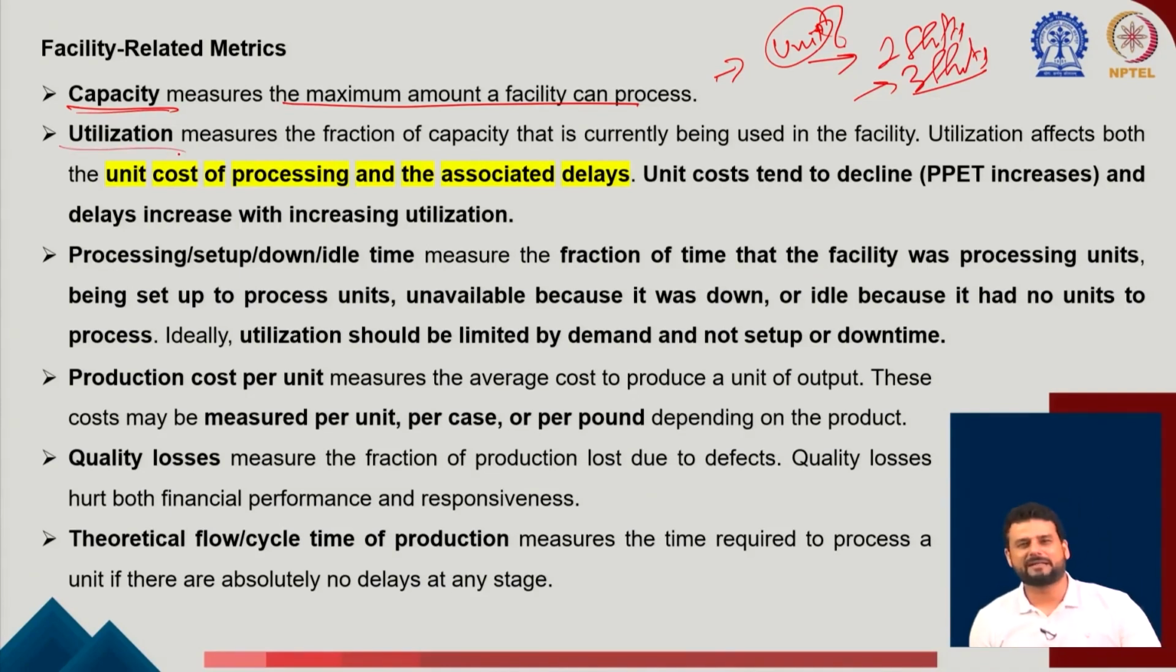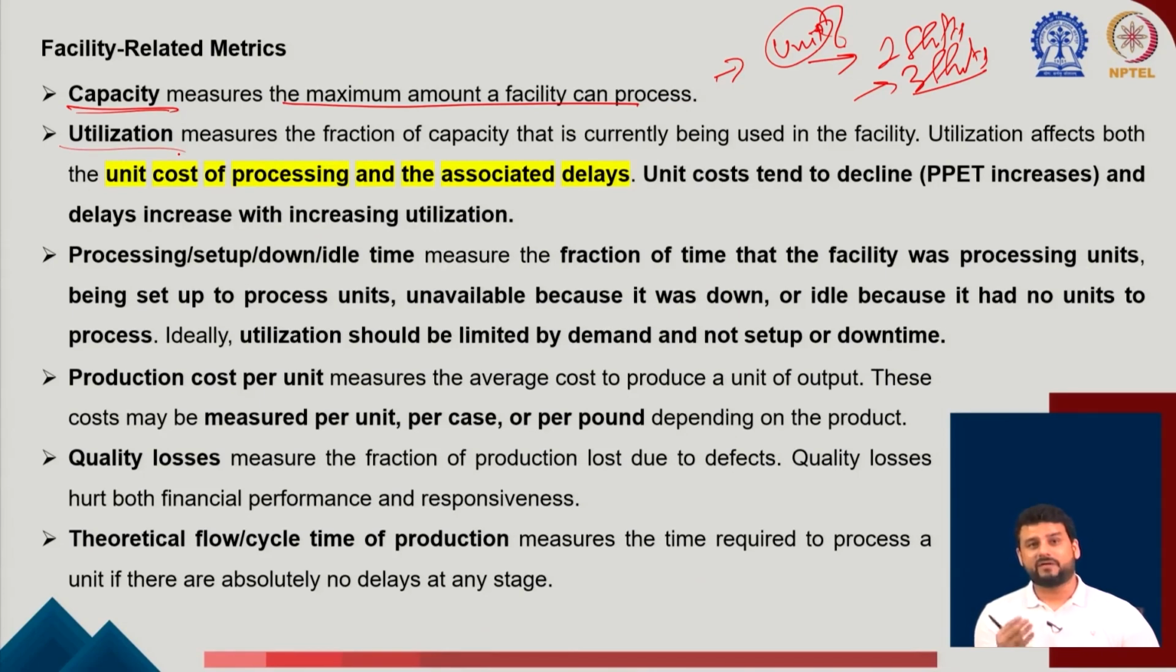Utilization: I have that capacity, but how much am I utilizing it? If one truck is going from point A to point B and it can carry 10 ton capacity but is carrying only 8 ton, then per unit cost will be a little higher. If I carry 9 ton, per unit cost will reduce. If I carry 10 ton, per unit cost will reduce further. In the same way, if you are utilizing maximum, you can reduce the per unit cost.